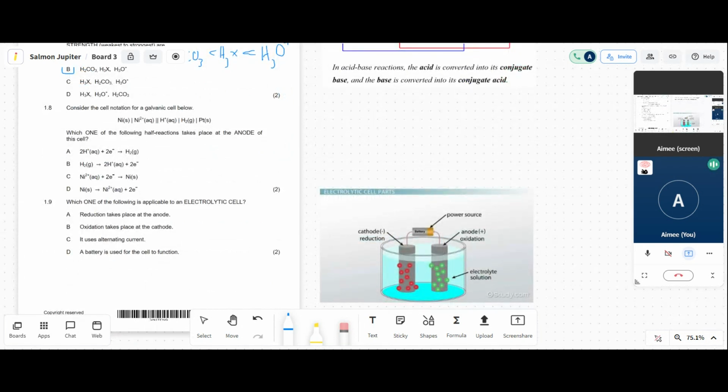It says, consider the cell notation for a galvanic cell. Which one of the following half reactions takes place at the anode of a cell? Well, it's important to remember that our summary or our notes tell us that oxidation occurs at the anode and reduction occurs at the cathode, okay? And oxidation is the loss of an electron. So they want to know what's happening at the anode. You know that at the anode, oxidation occurs.